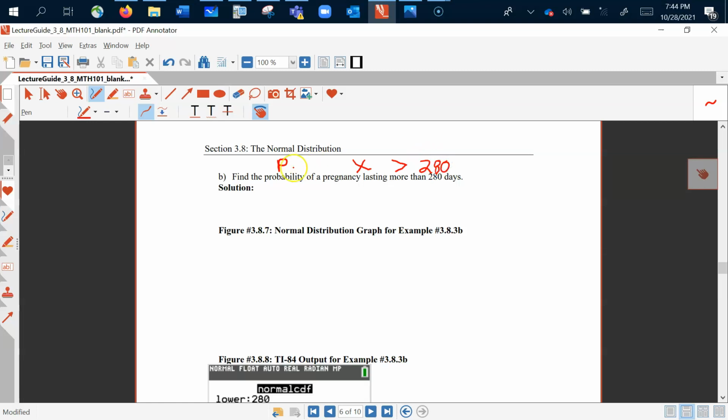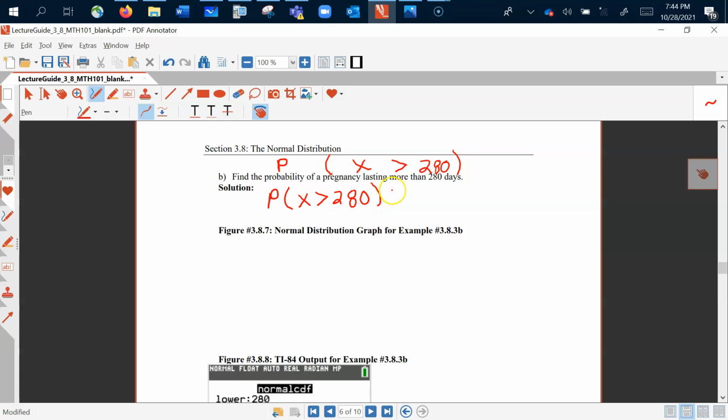So here I've got P, the probability of what? The random pregnancy, x, having a length greater than 280 days. So that's my notation for this particular problem. Probability of a randomly selected pregnancy being greater than 280 days. So that's what I'm after as far as the probability statement.